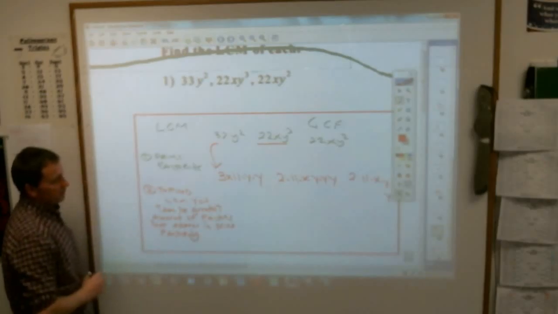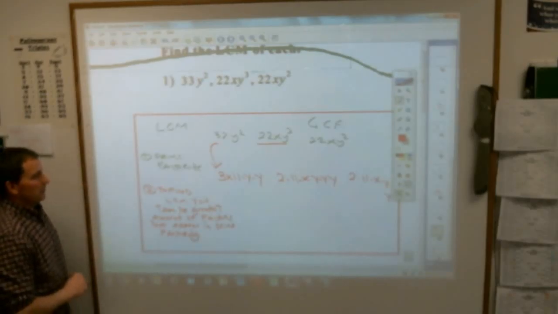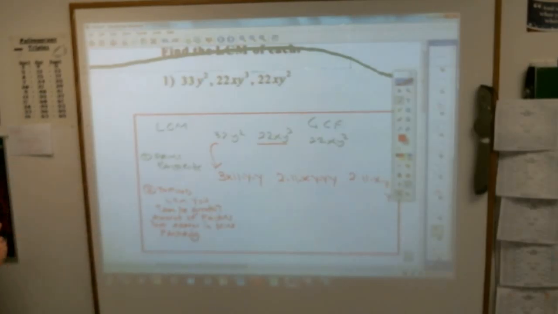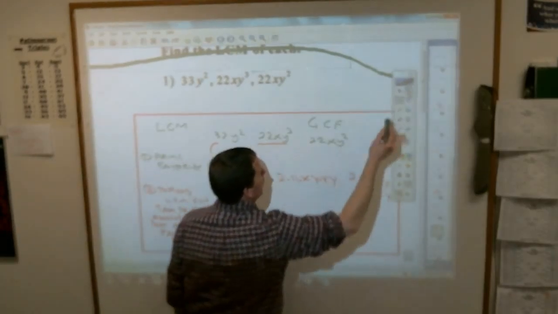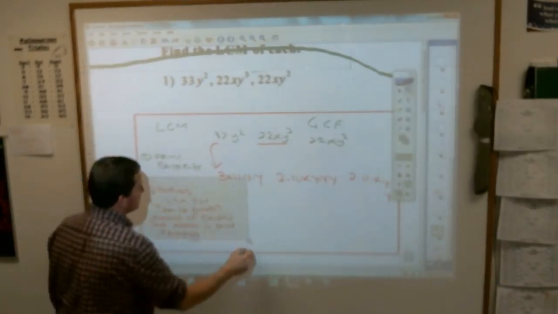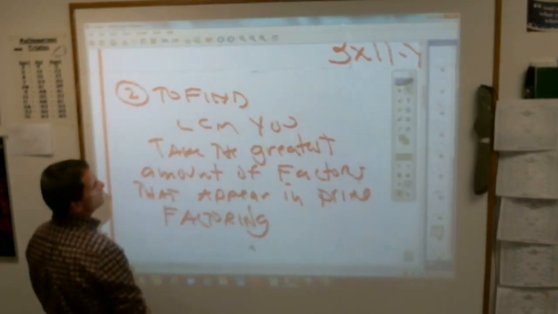You probably can't read that or see that. You take the greatest amount of factors that appear in the prime factoring. This makes more sense when you figure it out than when you read that sort of thing. Better? Yes.